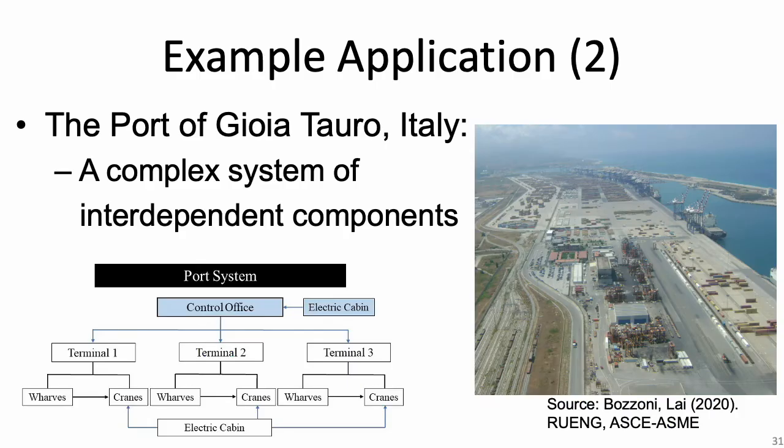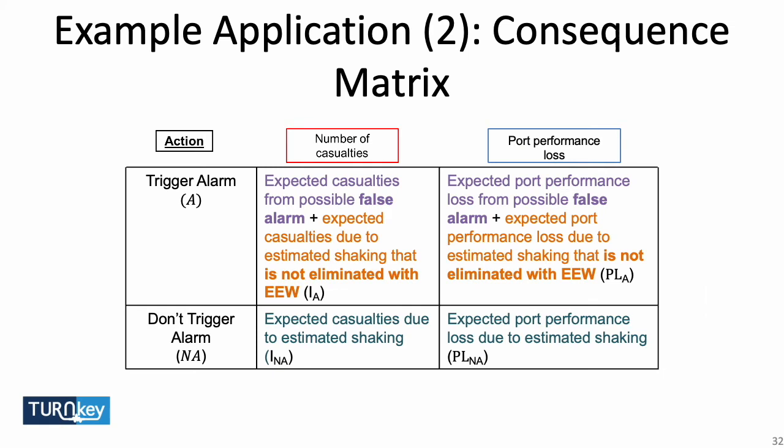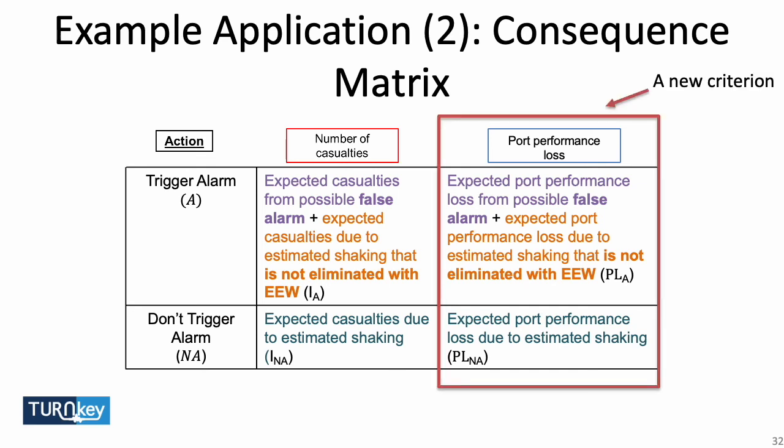So let's move on then to a final application, which is the port of Gioia Tauro in southern Italy, a TURNkey testbed. Here we're not just dealing with a building, but we're dealing with a complex interdependent system of components. Now in this case, we're again going to assume there's just two possible actions, but we're going to replace some of the criteria with a new criterion called port performance loss, which basically tells us how much less productive the port is as a result of taking a particular risk mitigation action.